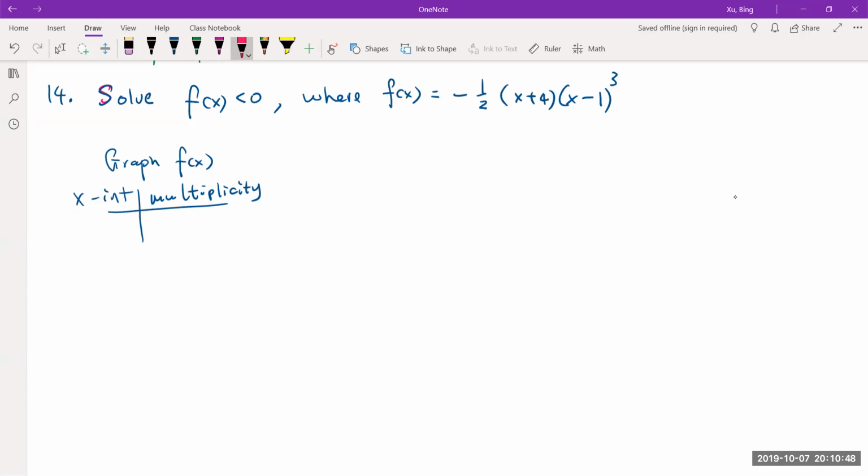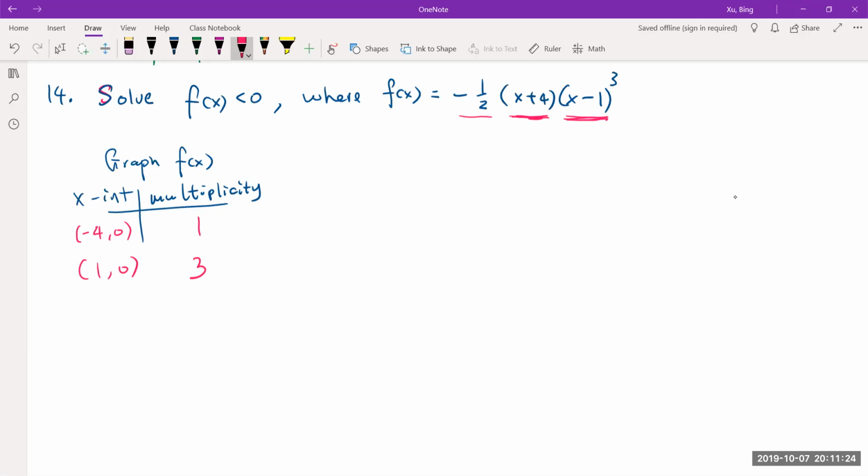Well, we have three factors. One is negative 1/2, right? One is x plus 4. One is x minus 1. x minus 1 is a factor up here 3 times. So one x-intercept coming from here, which is negative 4. Right. One x-intercept coming from here, which is positive 1. And the multiplicity here is 1 and 3.